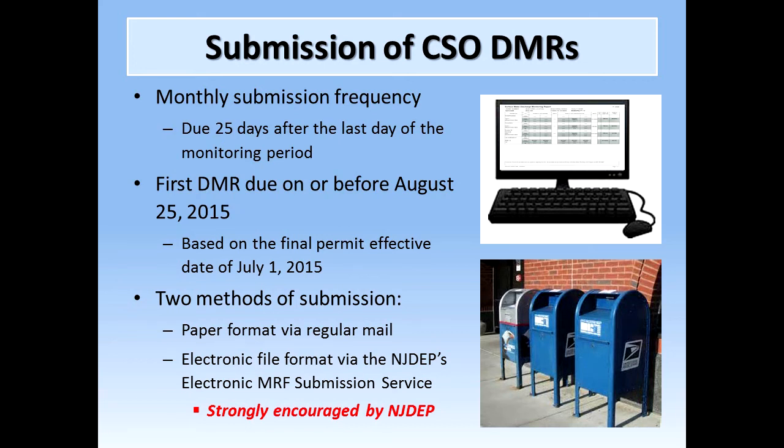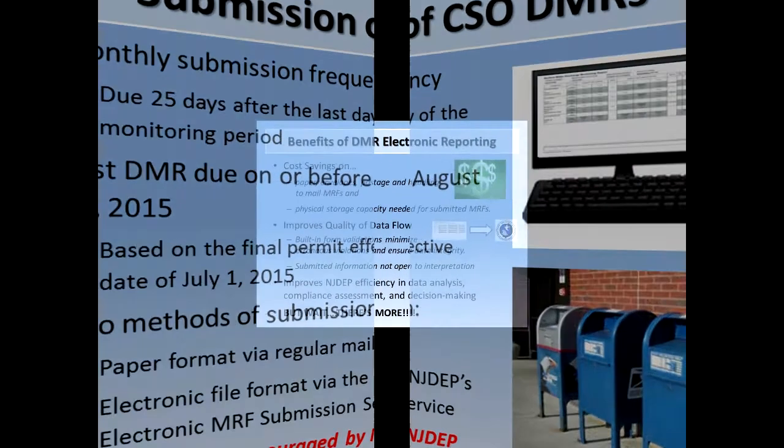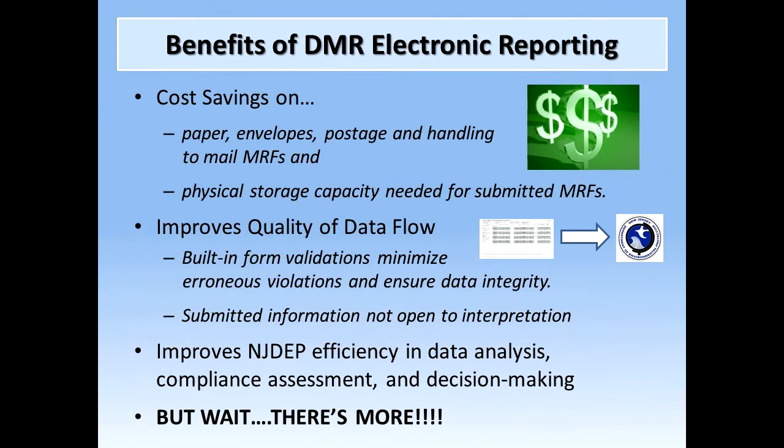Once the DMRs are completed, there are two methods by which they can be submitted to the department. The permittee can either mail hard copies to the department or, more preferably, can submit them electronically via NJDEP's Electronic Monitoring Report Form Submission Service. The latter is strongly encouraged by the department because of the many benefits associated with electronic reporting of DMRs.